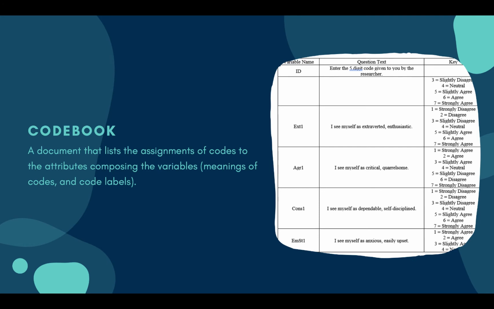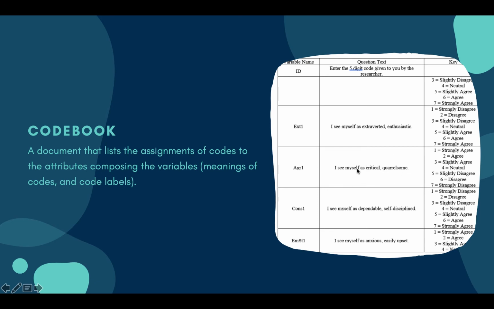That means if we looked in an Excel spreadsheet we'd have observations on the rows. We remember that. So every person or every case is on the rows, but the variables are on the columns. So it would say ID is one variable. One of the columns would be ext1. The next column would be agr1. And agr1 stands for, I see myself as critical, quarrelsome.